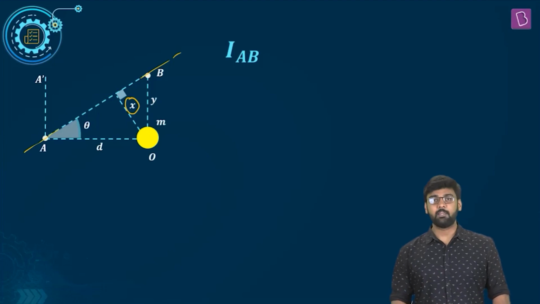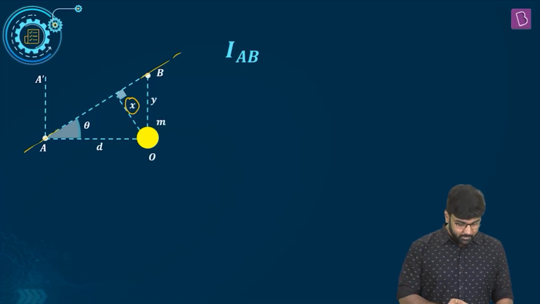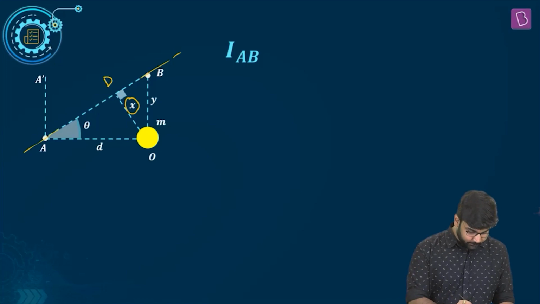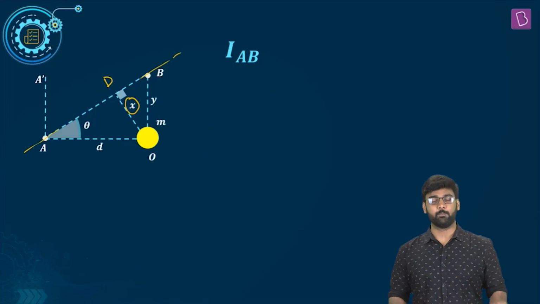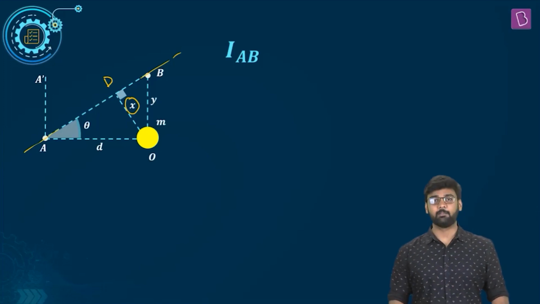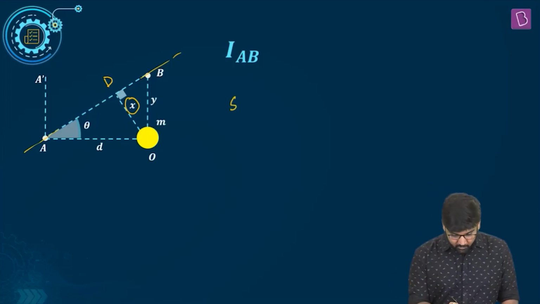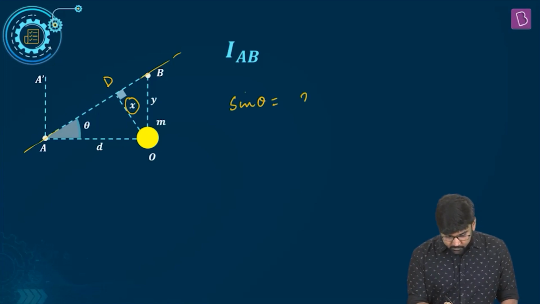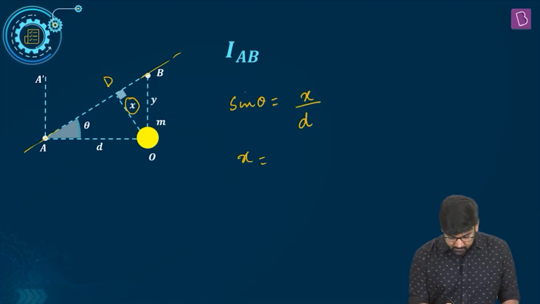And we know theta and d is given to us and we need to find x in terms of d to find the moment of inertia. So let's do that. If I take this point as d, then I can take a right angle triangle AOD. And in this right angle triangle, we know the hypotenuse is d and perpendicular is x. So we can write sine of theta is equals to x by d. And from here, we get x is equals to d sine theta.